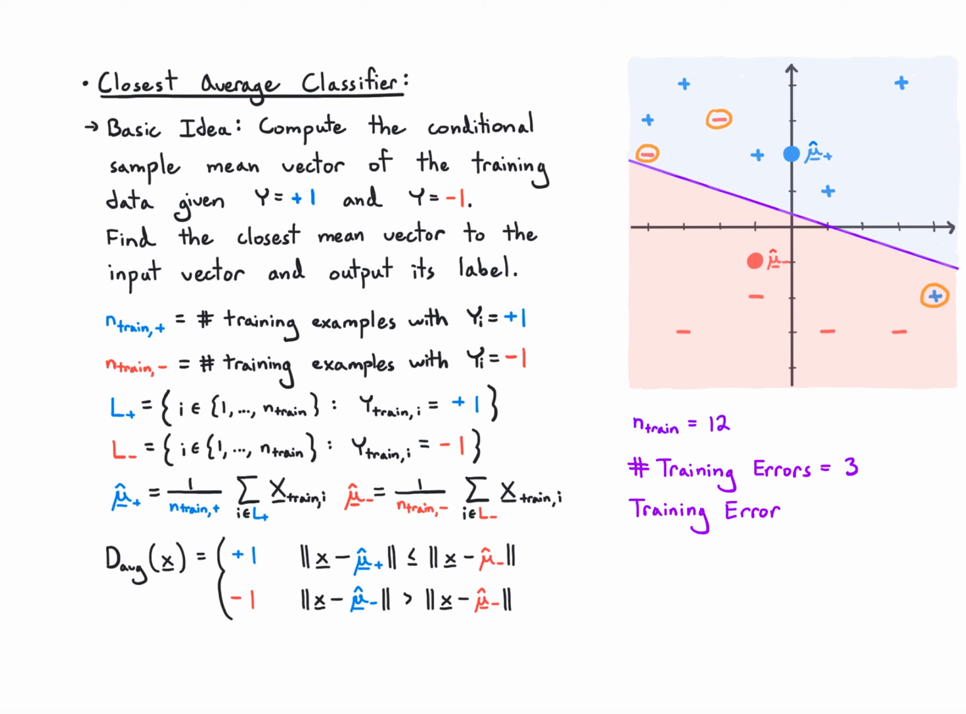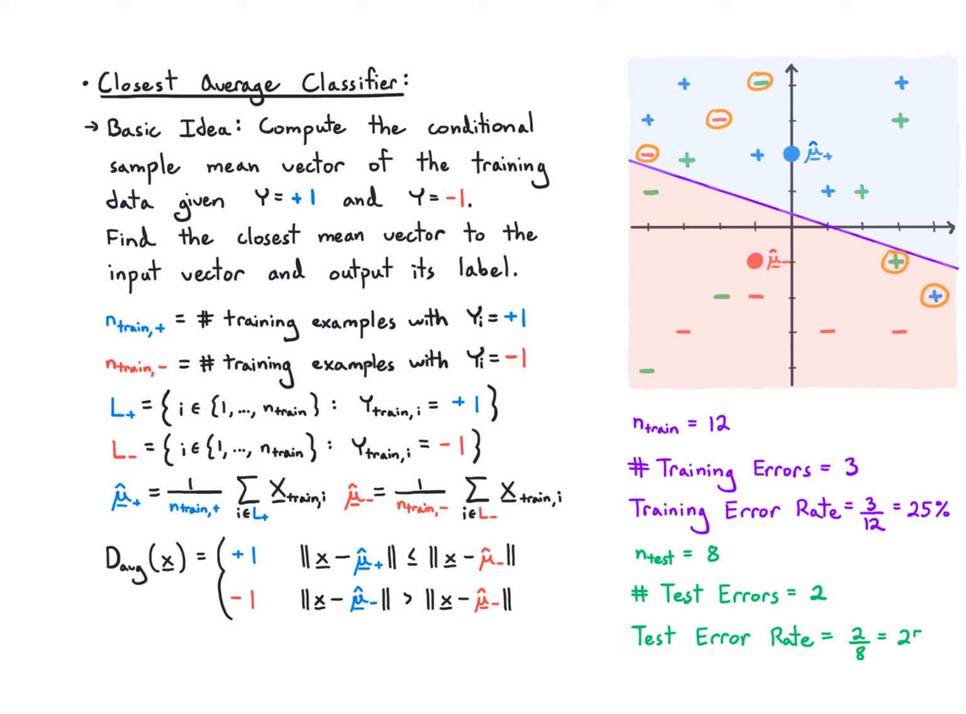So the training error rate is going to be 3/12. That is 25%. And the number of test examples is going to be 8, and the number of errors I make on the test data set is 1, 2. So the test error rate is going to be 2 over 8, which is also 25%.